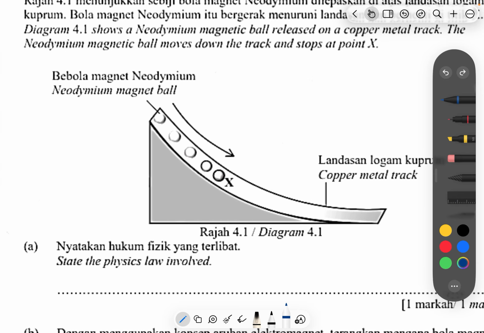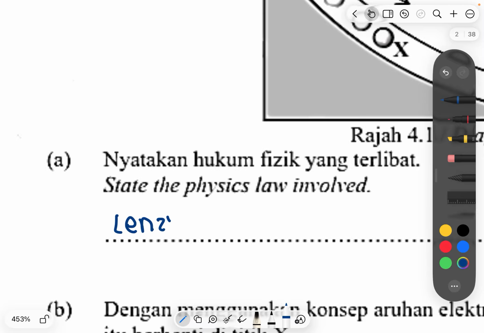Apparently, we only learned like 3 laws in this, so it's between Faraday's law and Lenz's law. But Faraday's law is talking about what will affect the induced EMF. Wait, no. Faraday's law states that the magnitude of induced EMF is directly proportional to the rate of cutting of magnetic flux. However, here there's a phenomenon, and Lenz's law states that the induced current always flows in a direction that opposes the change of magnetic flux that causes it. So apparently the answer is Lenz's law.